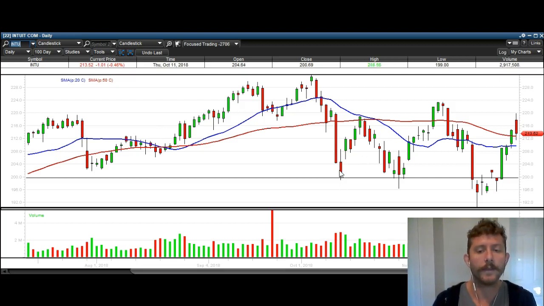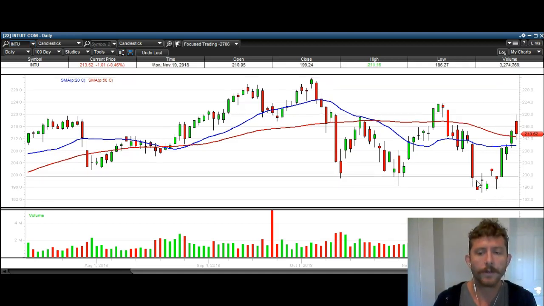You have a clear level of support right here. We break below it right here, but we didn't really go anywhere. And notice how on this day right here, this big long buying wick at the tail end had a lot of volume.